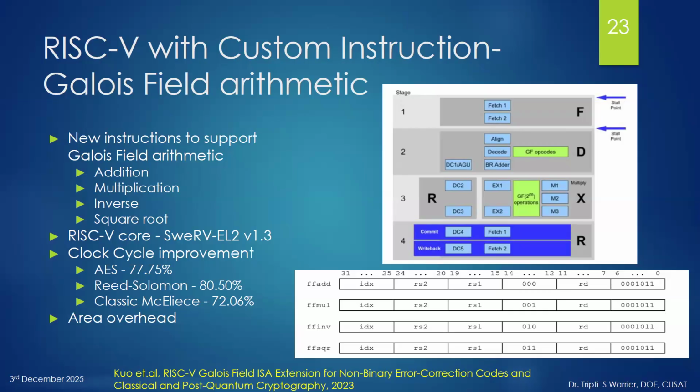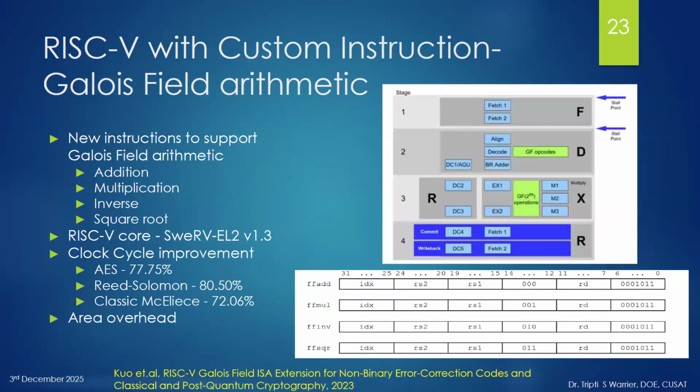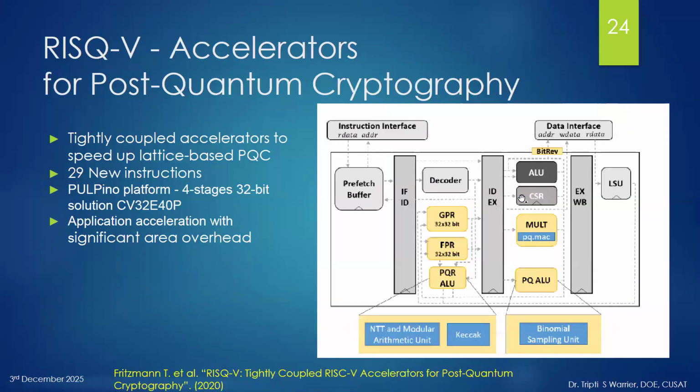So this is an example implementation. If you want to look at the next implementation, this is showing you a post-quantum cryptographic implementation. Again, is this loosely coupled or tightly coupled? I hope by this time you know that this is part of the execution unit, so it is tightly coupled. So here again, this is another example of a tightly coupled accelerator, which is for post-quantum cryptography.